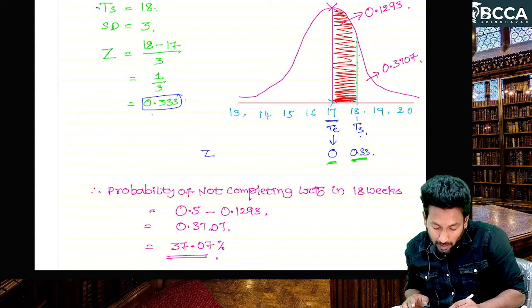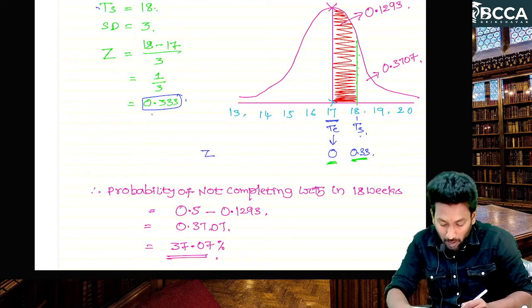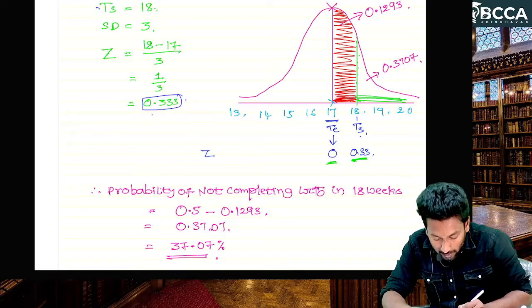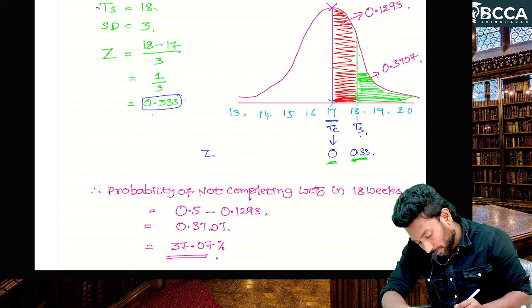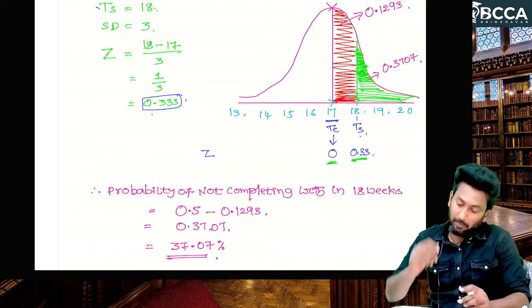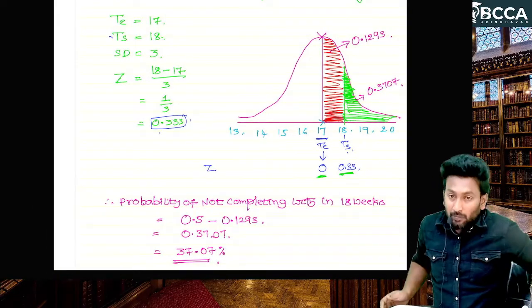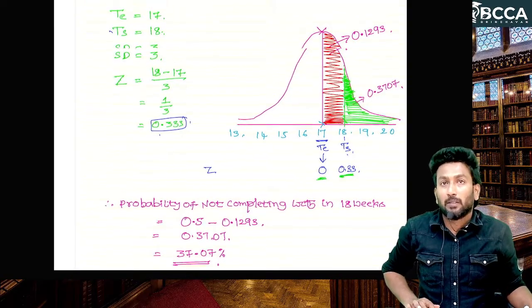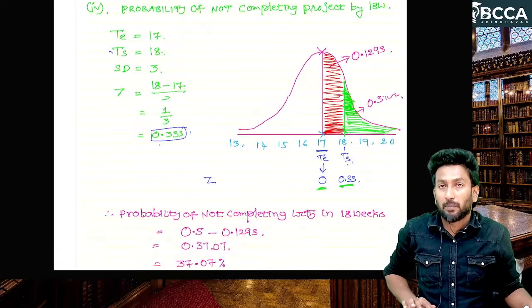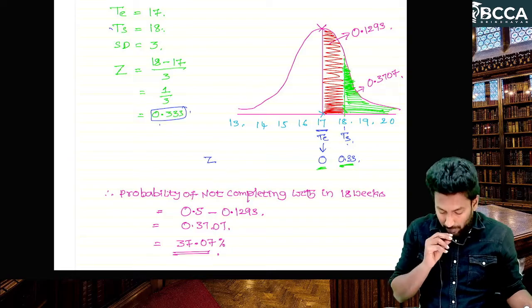This red colored area is the table value area. We calculated based on the Z value, but our required area is this green colored area. Any doubts, sir?